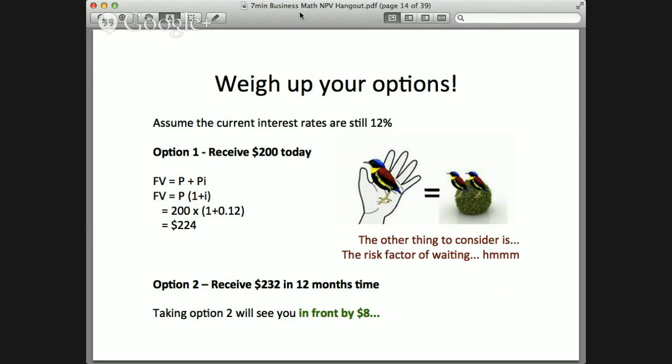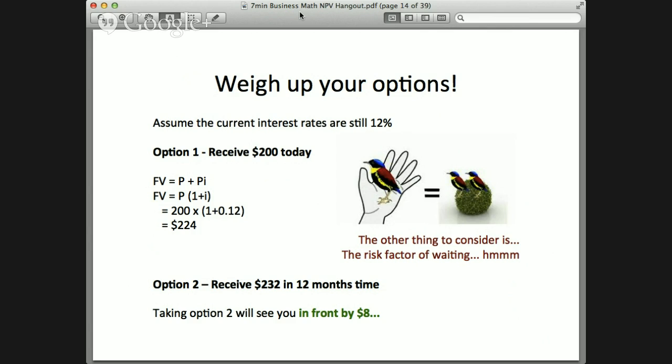Now, there's a little image there about birds, and this is something to consider. There is an old proverb that says, a bird in the hand now is worth 2 in the bush. And that simply means I will take the money now because it's more secure. Because in 12 months' time, who knows what can happen? Well, that's true. You've got to take the risk factors into consideration.